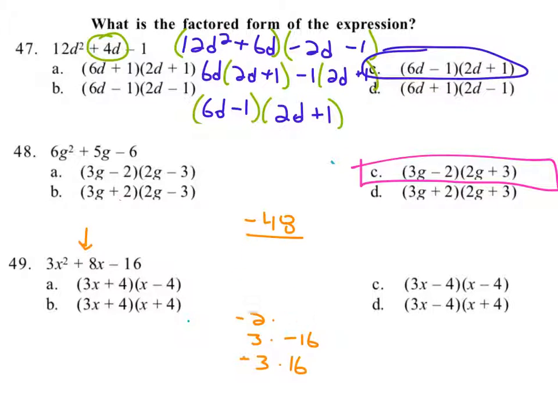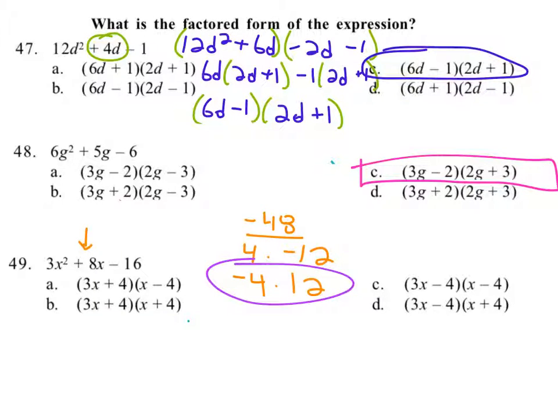So I'm going to start with 4 times whatever. Okay, let's see. 4 times negative 12, or negative 4 times positive 12. And there you go. Those are the two that are going to add up to the 8 that we're looking for. That's what we'll use, negative 4 and 12. So let me get those out of there.